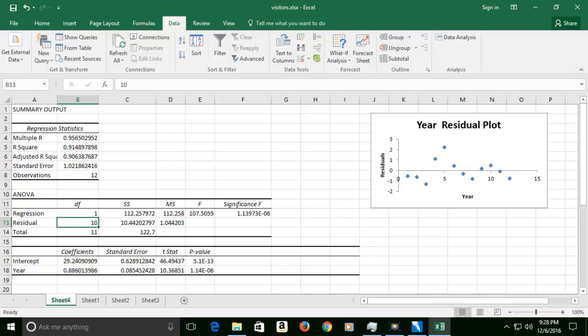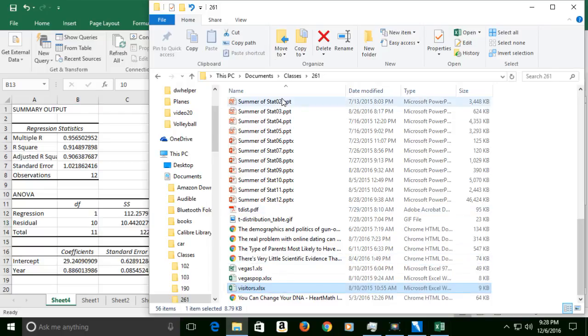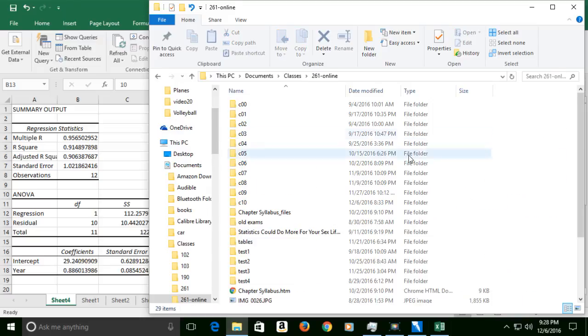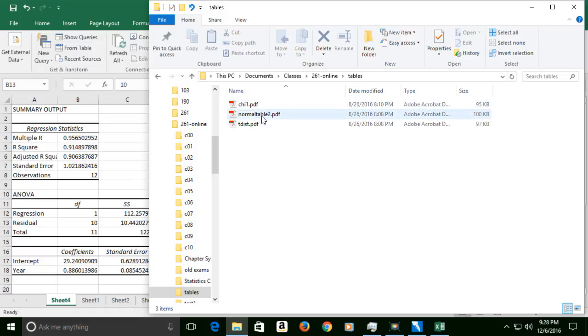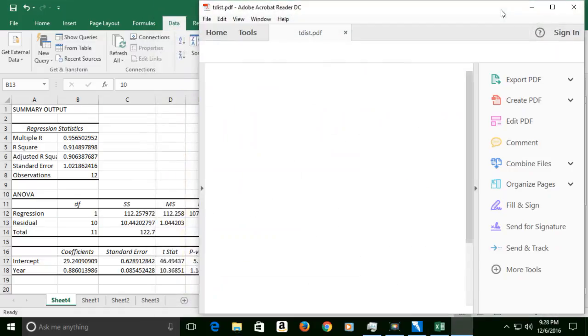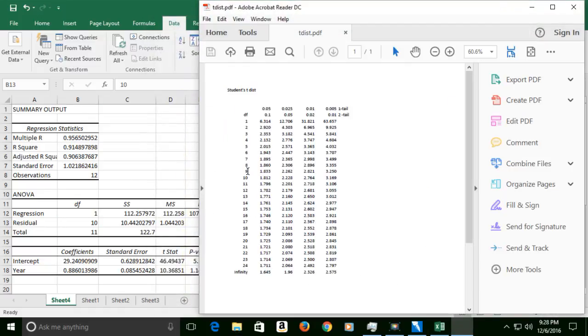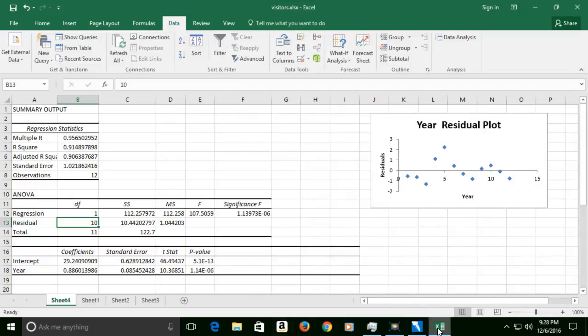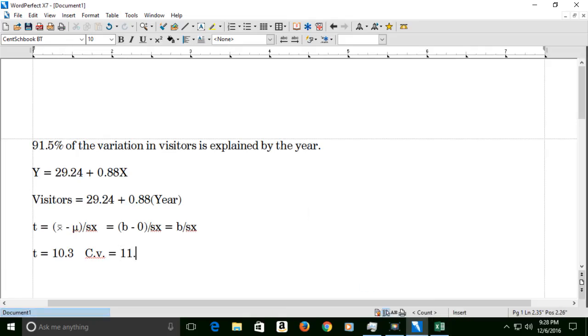We could go look that up in the T table, right? You're thinking to yourself, ugh, I don't want to look this up in the T table. And I'm saying to you, what is more fun than looking things up in the T table? You have 10 degrees of freedom, one tail 0.05, 1.812. So let's go back. Our critical value is 1.812. Our T is greater than our critical value.